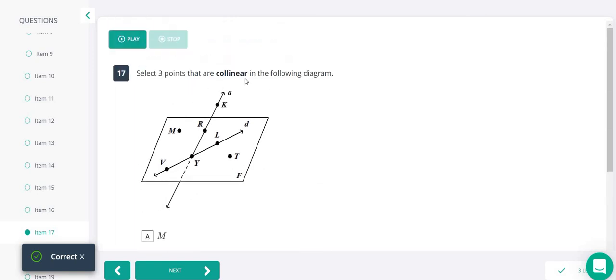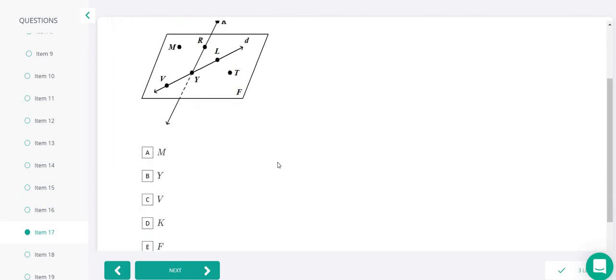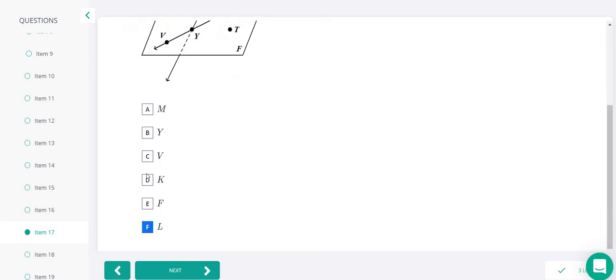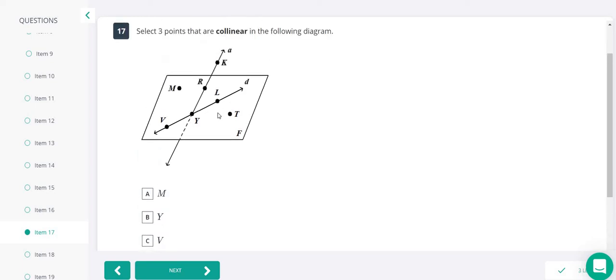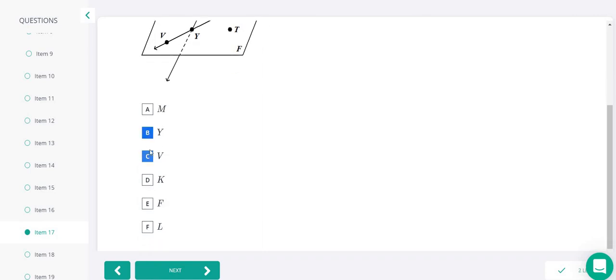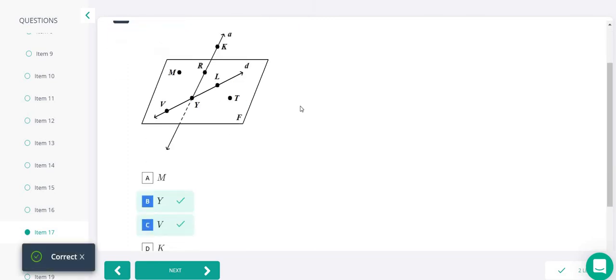Name three points that are collinear in the following diagram. So collinear means they're all on the same line. Well, it looks like we have options here. V, W, and L are collinear, but W is not an option, so we can't use those. Oh, so V, Y, and L. V, Y, and L are three collinear points.